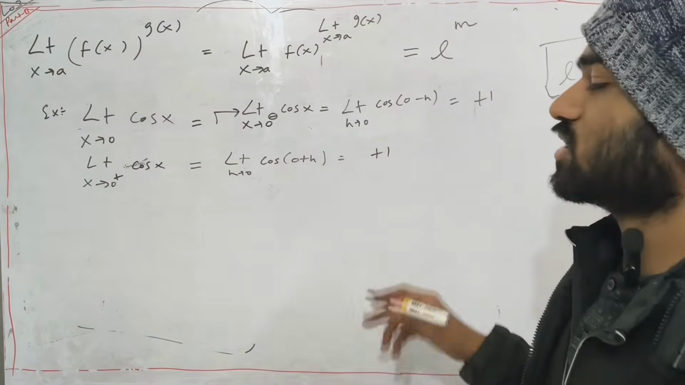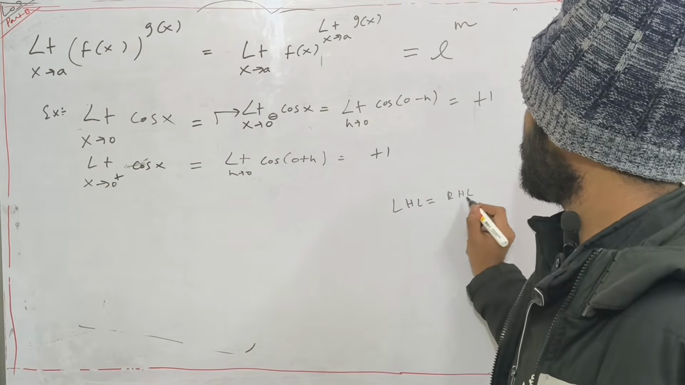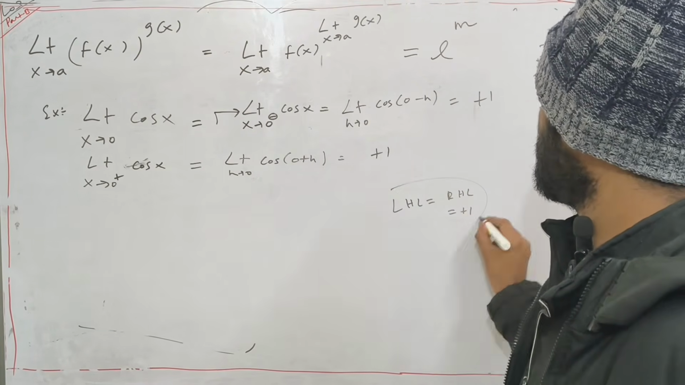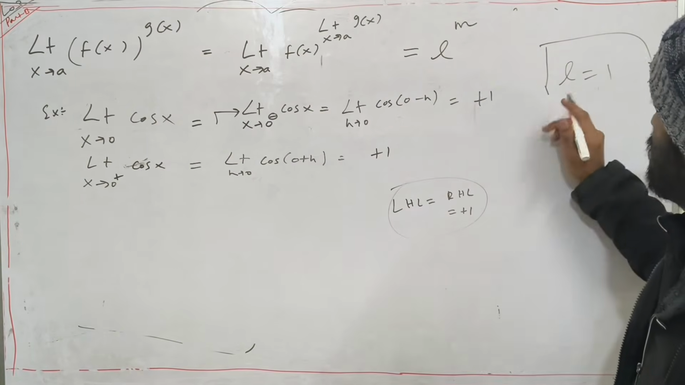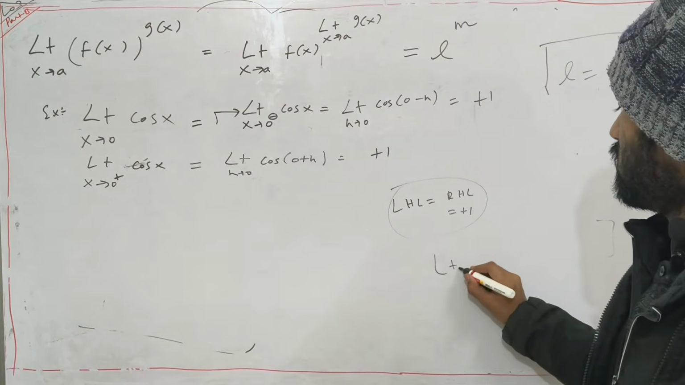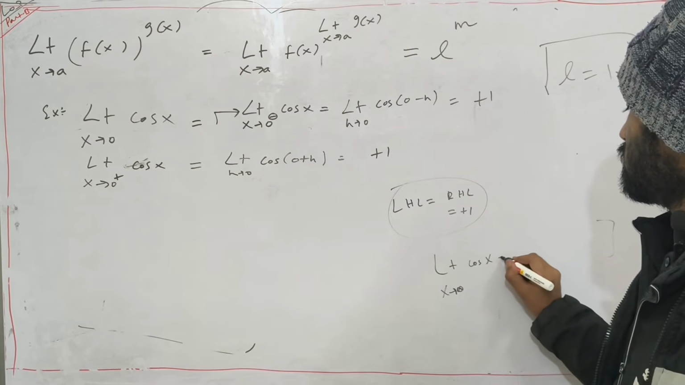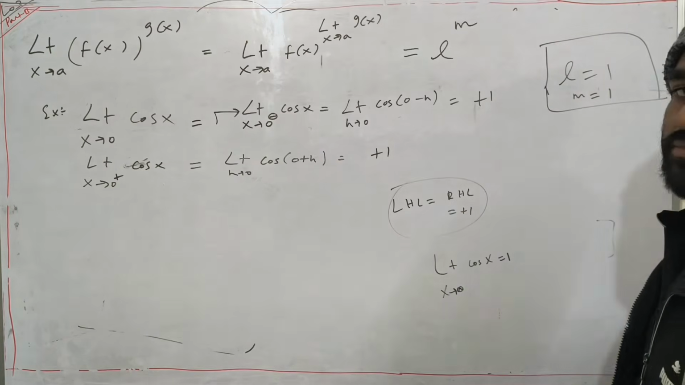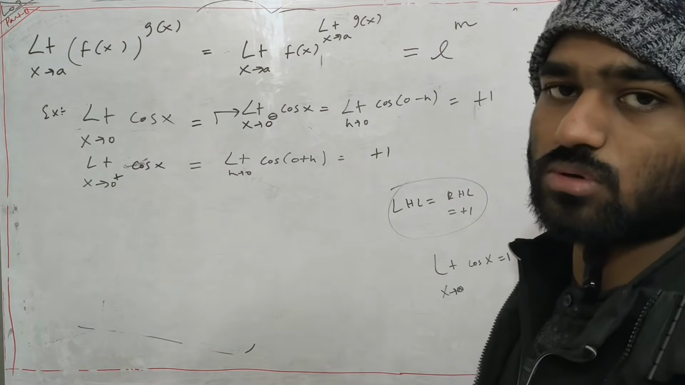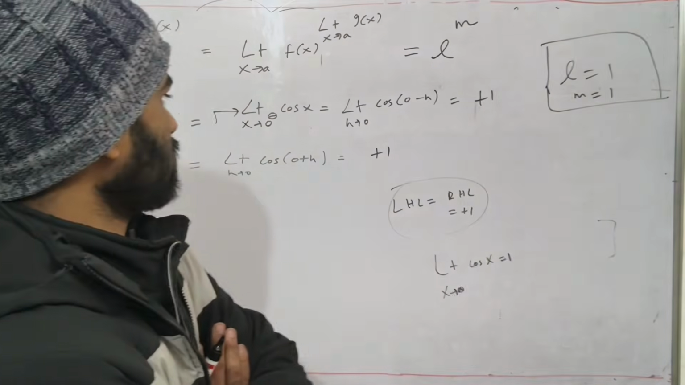So we can see again here that left hand limit equals right hand limit equals plus 1. So the limit exists, and we got limit x tends to 0 of cos x equals 1. So we got M equals plus 1. Okay, good. समझ में आ रहा है? Observe.